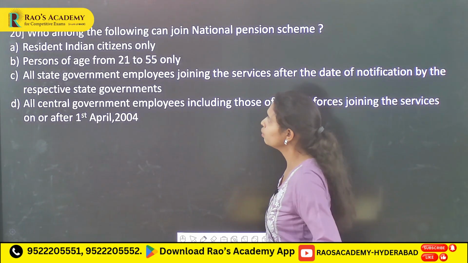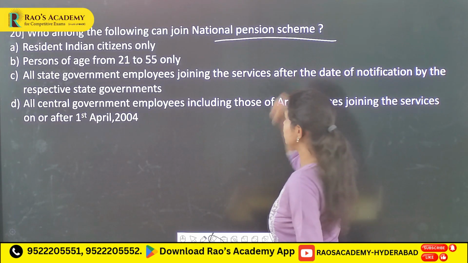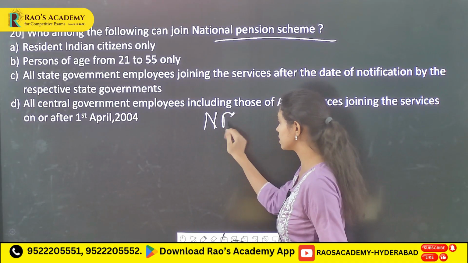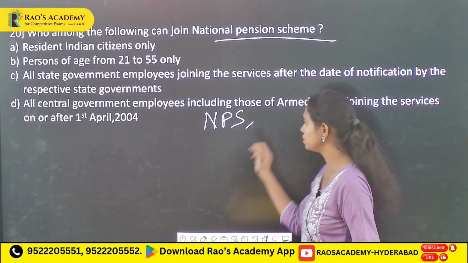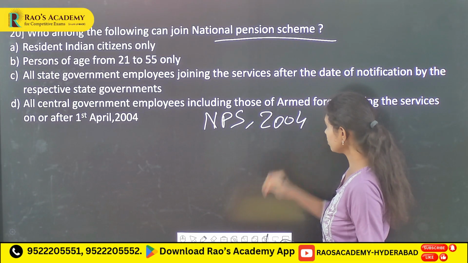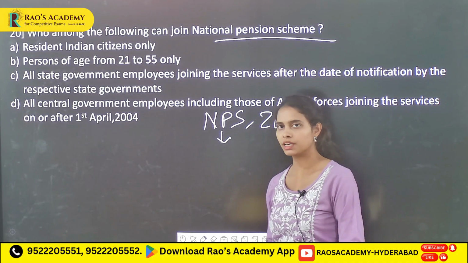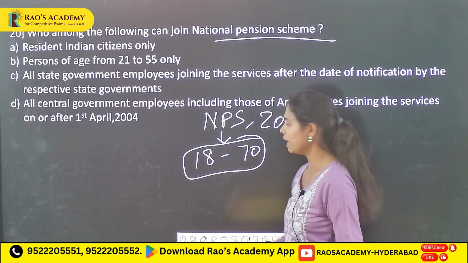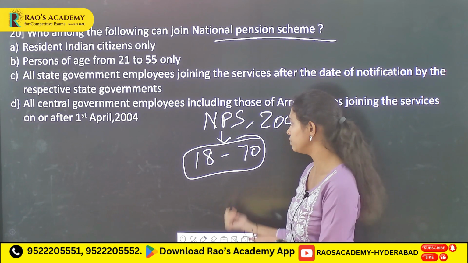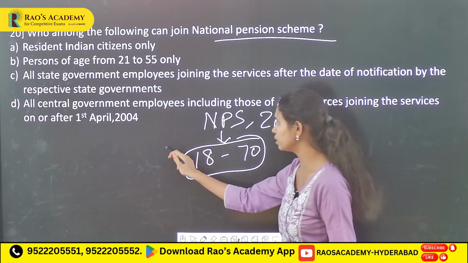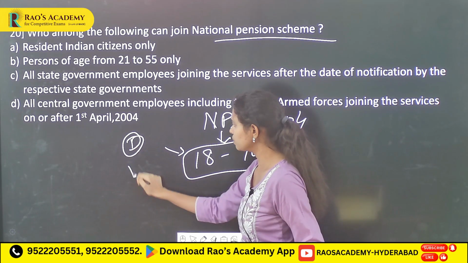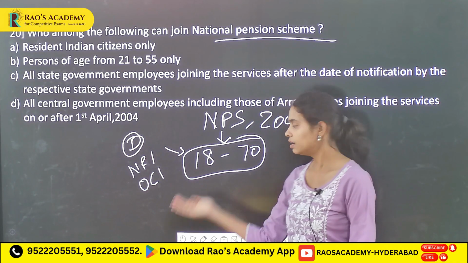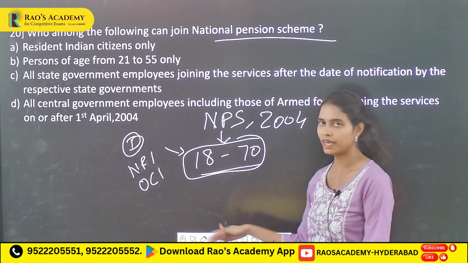Followed by, who among the following can join the National Pension Scheme? Before getting into the different statements, let me give you a brief background. This National Pension Scheme was brought by the Government of India in 2004, and under it, whosoever is between 18 to 70 can subscribe. Those who can avail the benefit include all Indian citizens as well as NRIs and overseas citizens of India, between the age of 18 to 70 years.